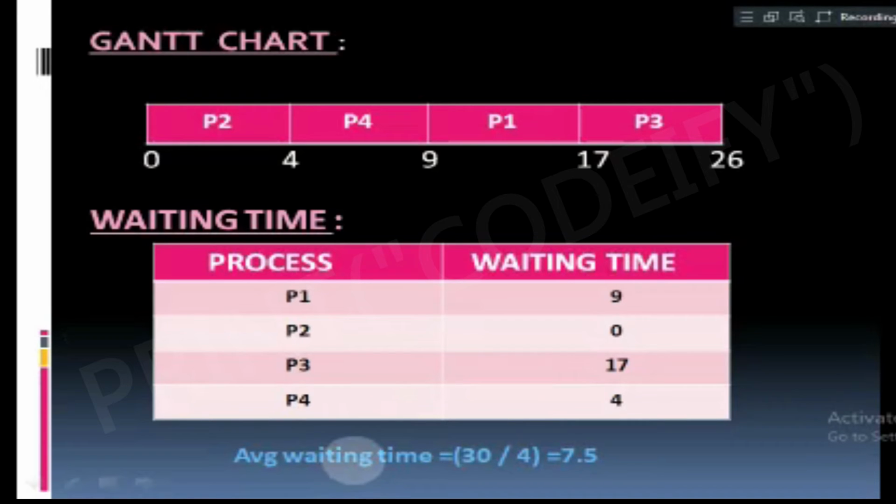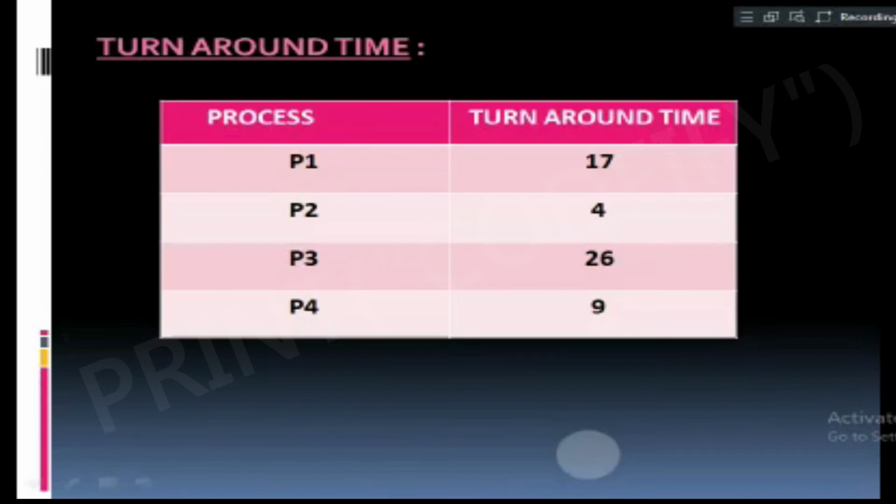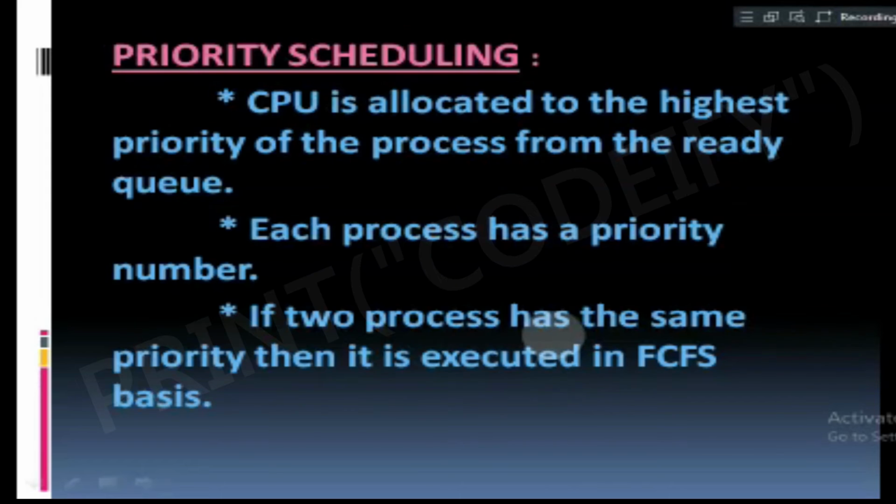Average waiting time is calculated as waiting time of all the processes divided by number of processes, which yields the result 7.5. Turnaround time. It is calculated as burst time plus waiting time. For P1, it is 17, P2 4, P3 26 and P4 9.